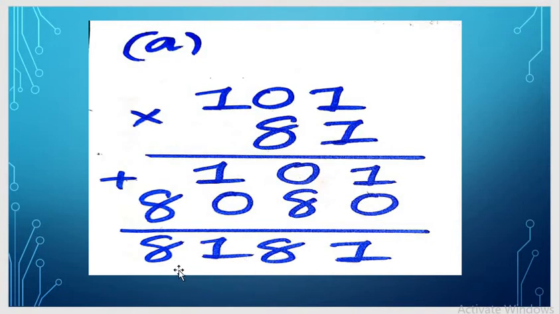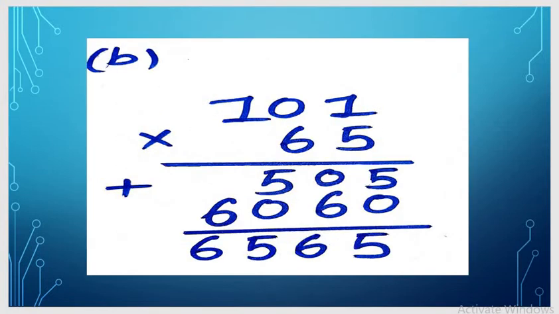8181. Answer is what, all students? 8181. Got my point, all students? Now we move on to question number B. So let's take question number B. What is the question number B?